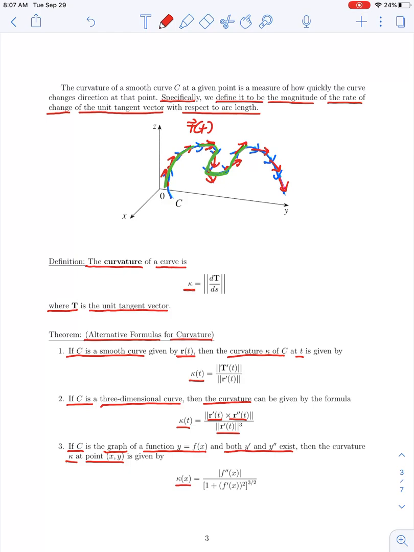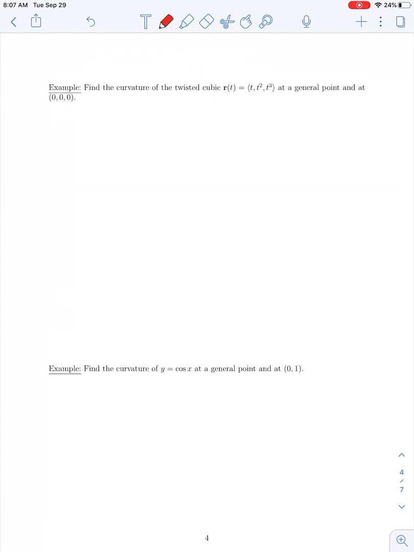So now that we've discussed curvature, what it represents, and some ways to find this, let's look at some examples. So in this next one, we are asked to find the curvature of a curve called the twisted cubic, which is the graph of this vector function t, t squared, t cubed, at a general point and at the origin, (0, 0, 0). So here we have a space curve, since this was a three-dimensional vector function. So to calculate the curvature, I'm going to make use of that formula number 2 from our previous theorem.